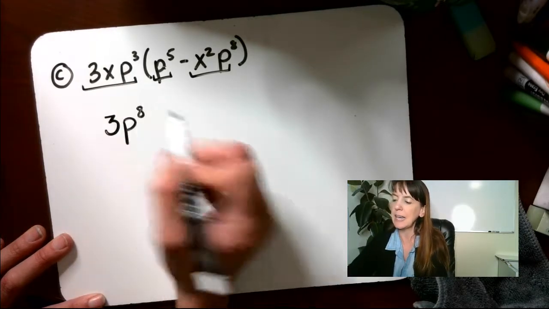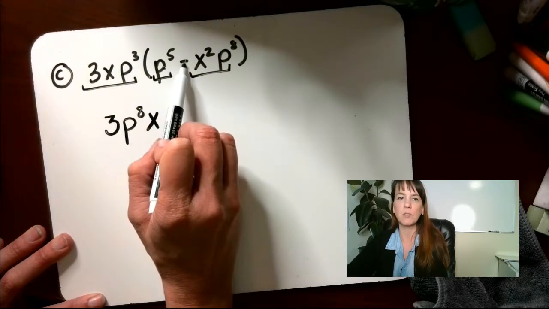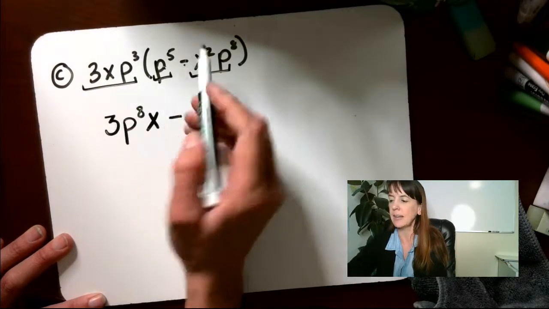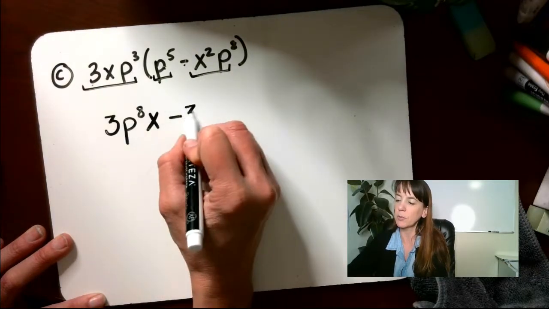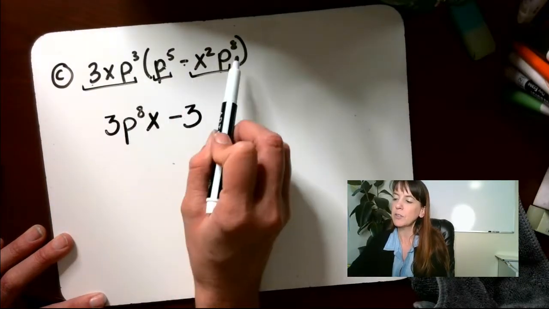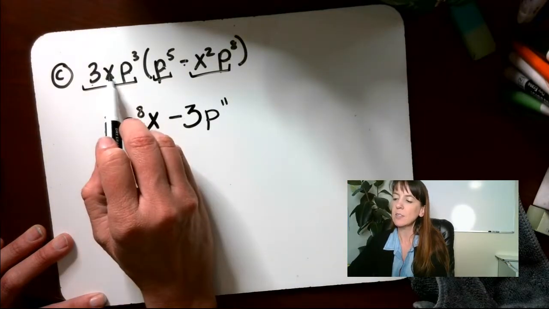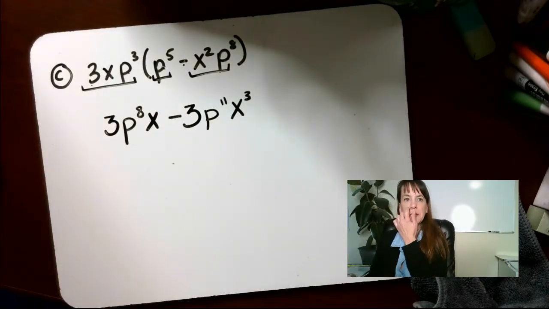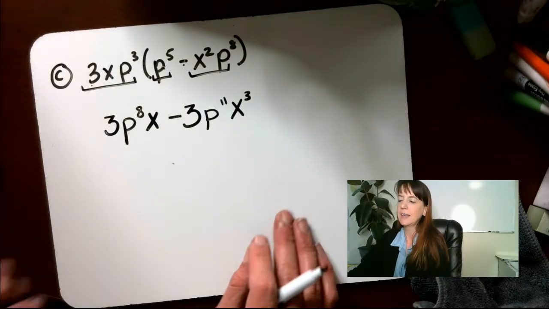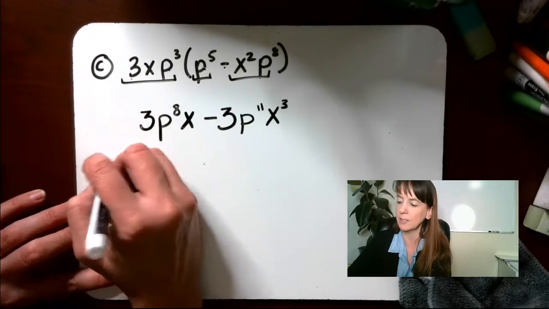That gives me p to the 8th times x minus, we're making, because this is a positive and this is a negative, right? Deal with the numbers 3 and over here is a 1, so 3. And then p to the 3rd and p to the 8th gives me p to the 11th. x to the 1, x squared gives me x to the 3rd. Excellent, good work. That's E, sorry, C.